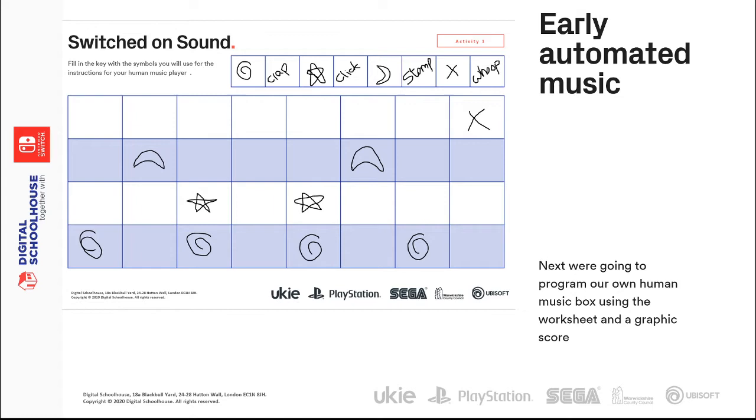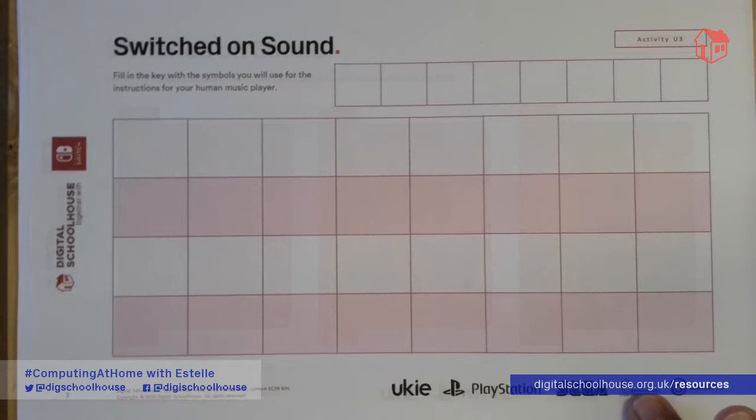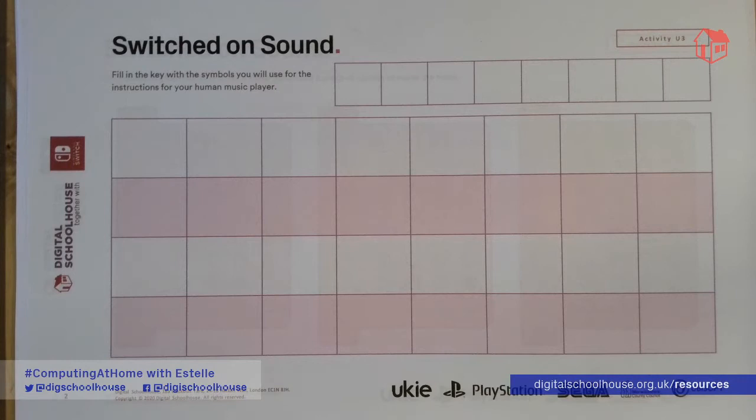Grab yourself the worksheet, which is this one. Fill it in and have a go at designing yourself a graphical score that you could then follow by reading the different movements or sounds that you're going to make as you're going through that. So I'm going to have a go at doing that now. You have a go as well, and then you can have a go at demonstrating it to people in your household. So I'm going to put my different things in.